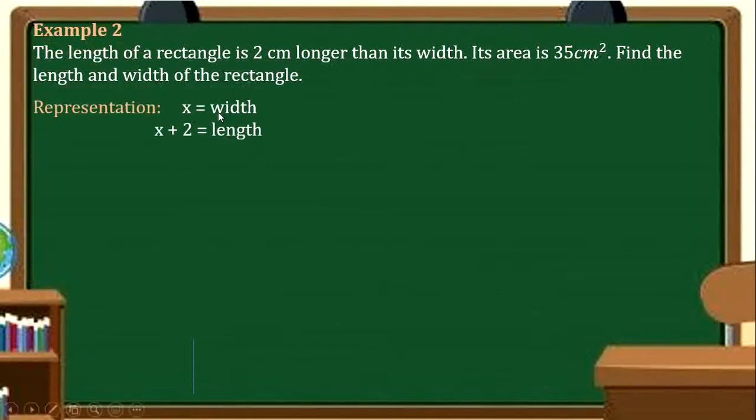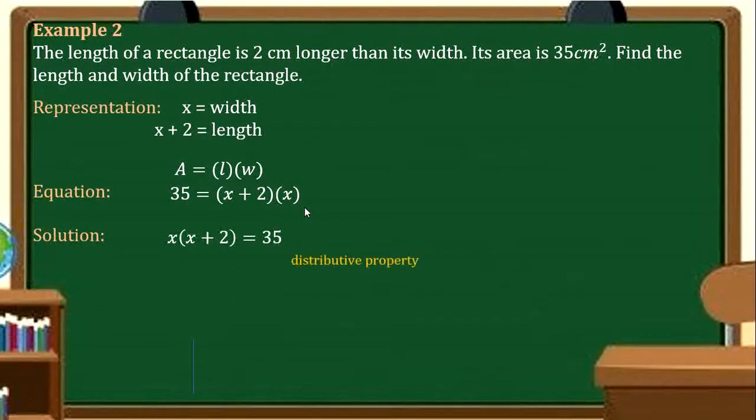So, si width, i-represent natin siya as x. So, dahil ang sabi dyan, si length daw ay 2 centimeters longer than ni width, magiging x plus 2. So, that is our length. So, again, ang formula na area natin ay length times width. So, ang area dyan na given ay 35 equals, ang length natin, ni-represent natin siya as x plus 2, and then si width, ni-represent natin siya as x.